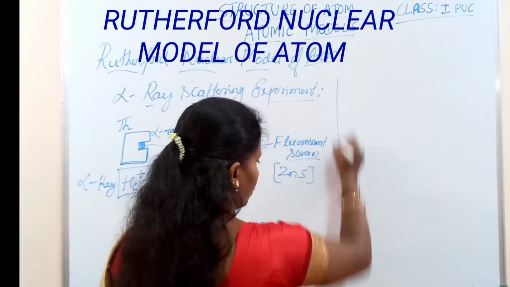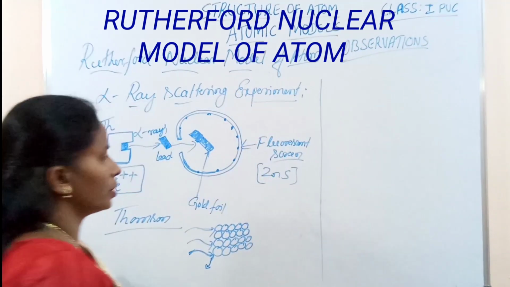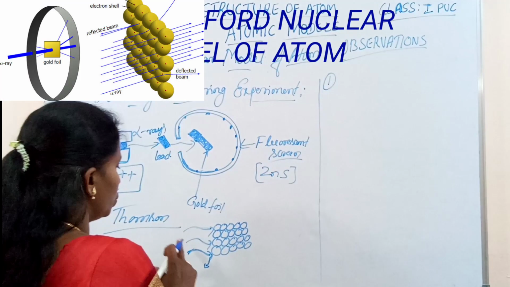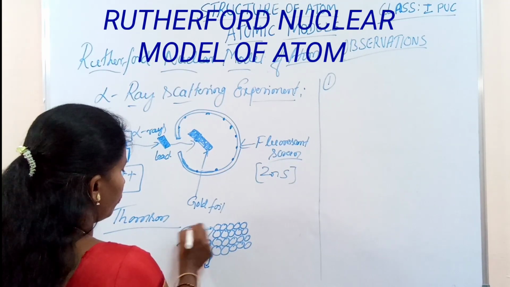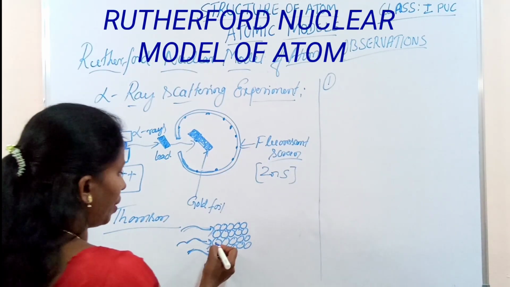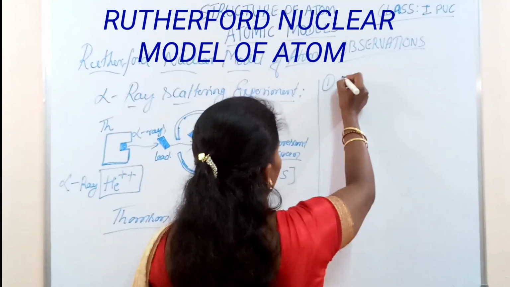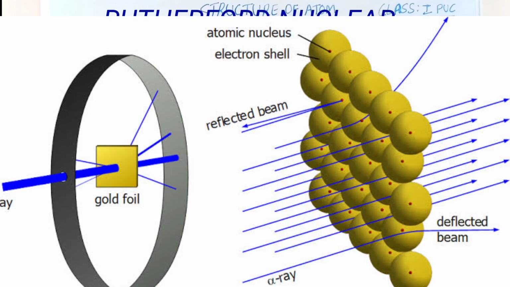In the observations of the alpha ray scattering experiment, they observed that almost all the alpha particles passed through the gold foil without any deflection. They are undeflected.